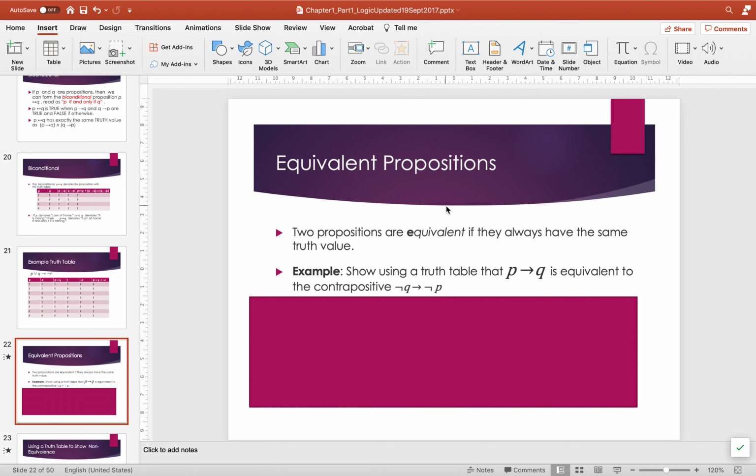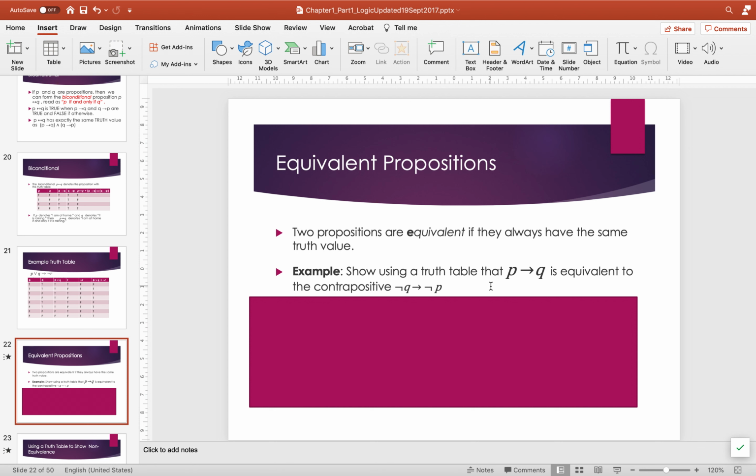Okay, so now we are moving to equivalent propositions. Two propositions are equivalent if they always have the same truth value. Alright, so let's say here we have the implication, if P then Q, and the contrapositive. When you see a question like this, show using a truth table that if P then Q is equivalent to the contrapositive here.